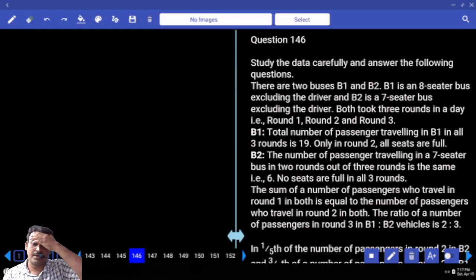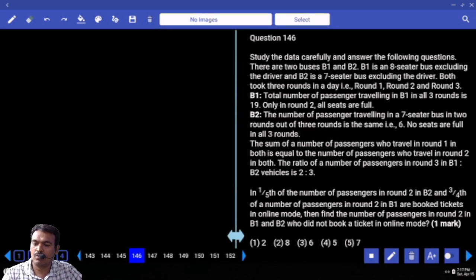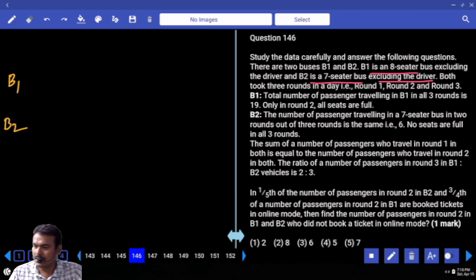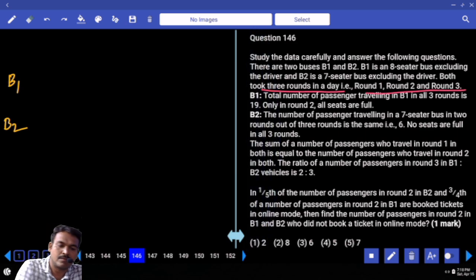There are 2 buses B1 and B2. Up to 145 all the questions, each question carries 2 marks. After 145 each question carries 1 mark. Section A and section B. B1 is an 8-seater bus excluding the driver. Means B1 is how many seats? 8 seats. And B2 is a 7-seater bus excluding the driver. Means B2 is a 7-seater. One is B1, another one B2. Next, both took 3 rounds in a day. Round 1, round 2 and round 3. Means bus 1, round 1, round 2, round 3.